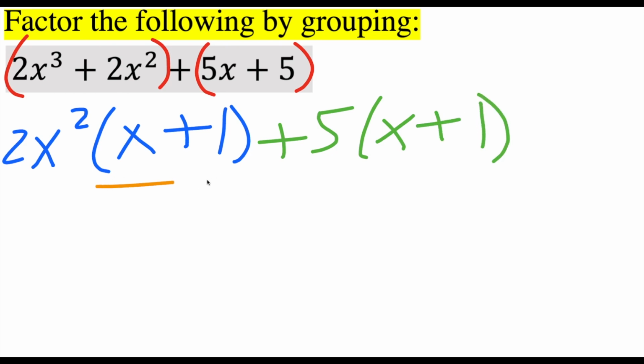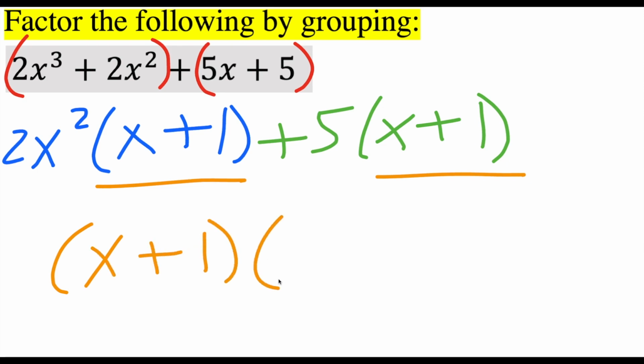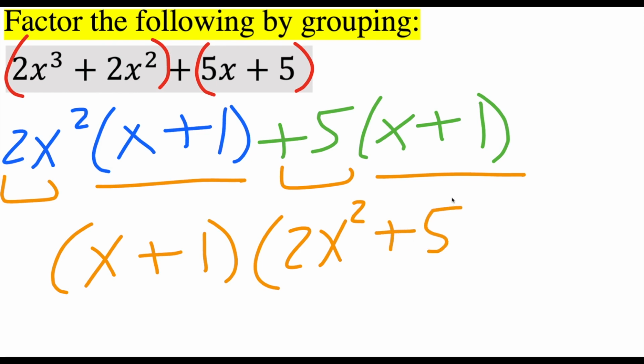Okay, now we see something that's common. This piece and this piece are the same. Because they're the same, we get to keep it. So we're going to copy it, x plus 1. And the piece that is different, this piece and this piece, we're going to put into a new parentheses: 2x squared plus 5. And so this right here is our answer.